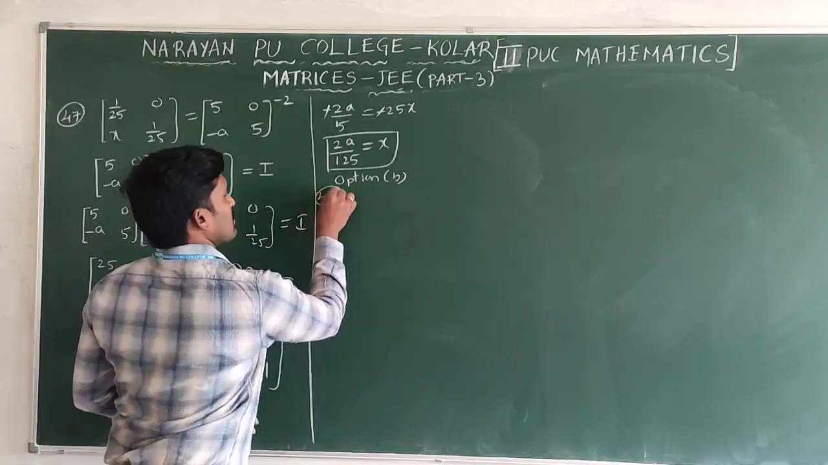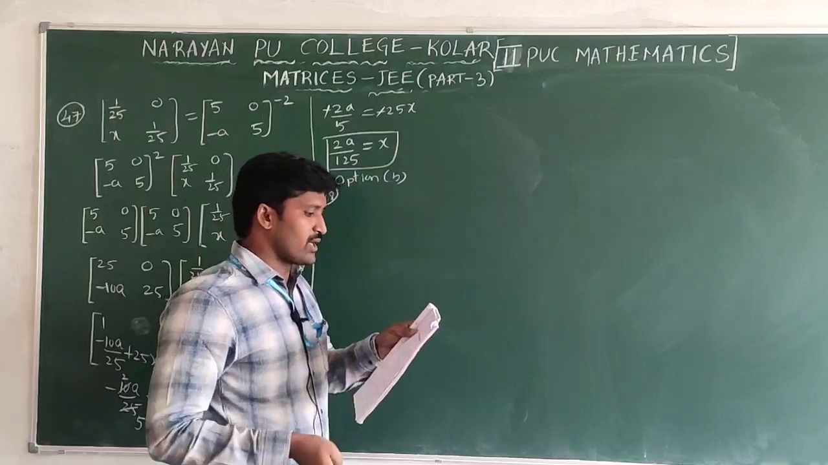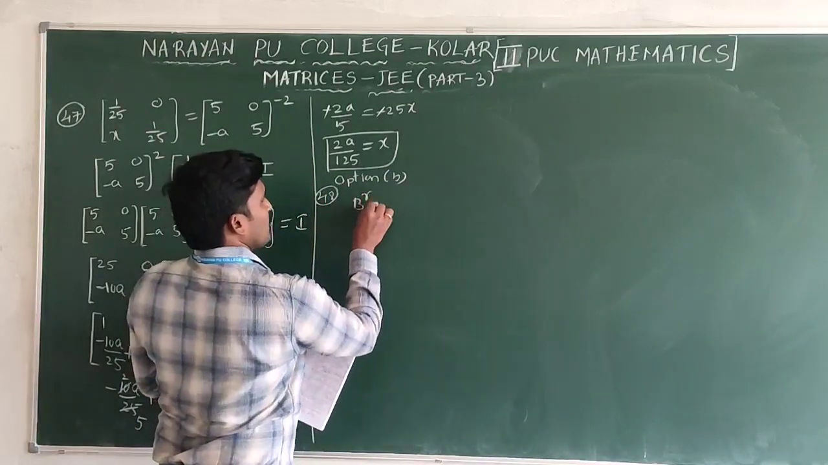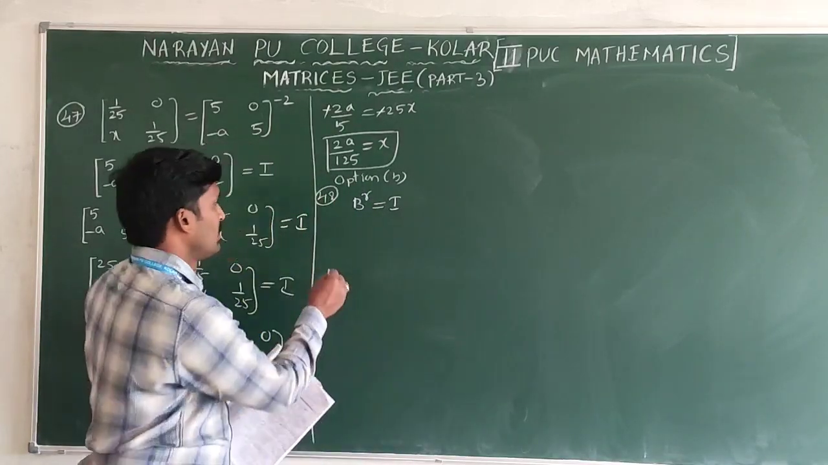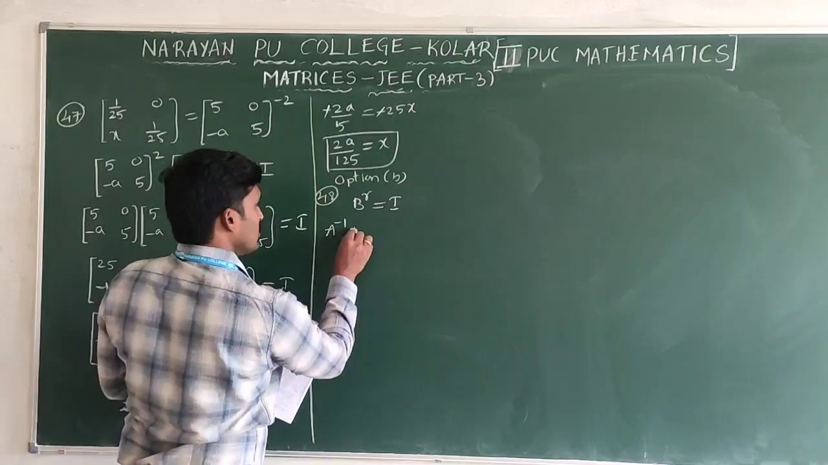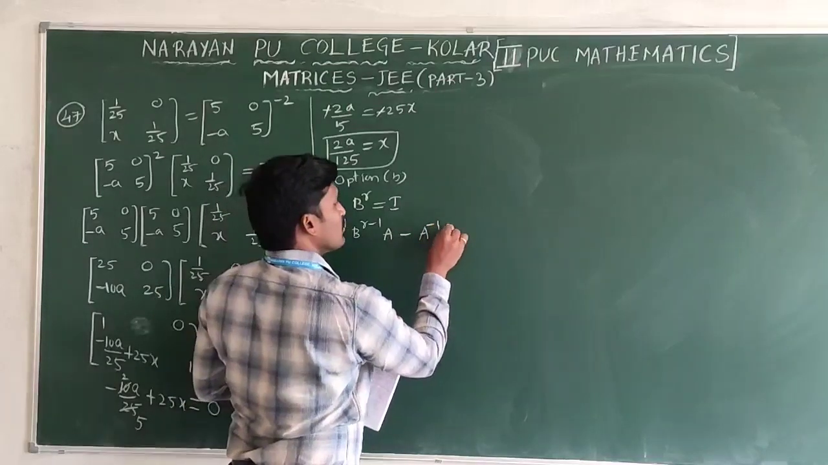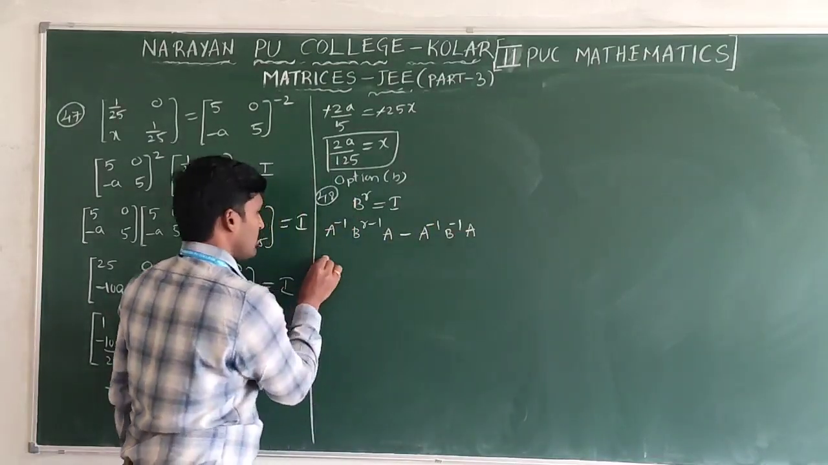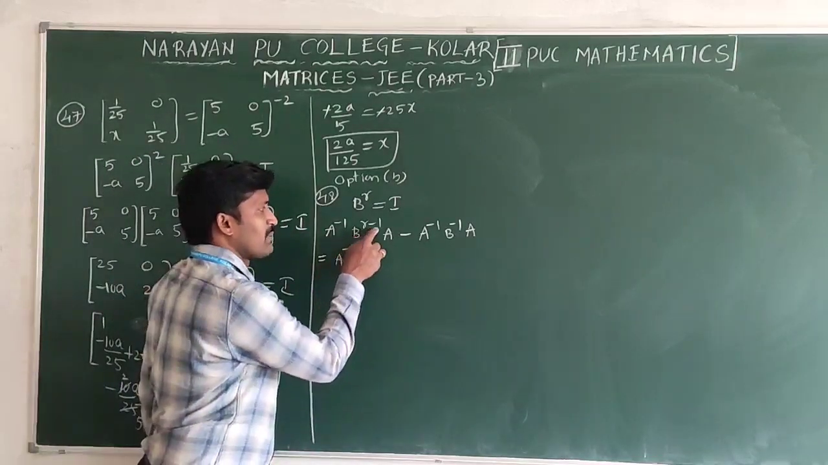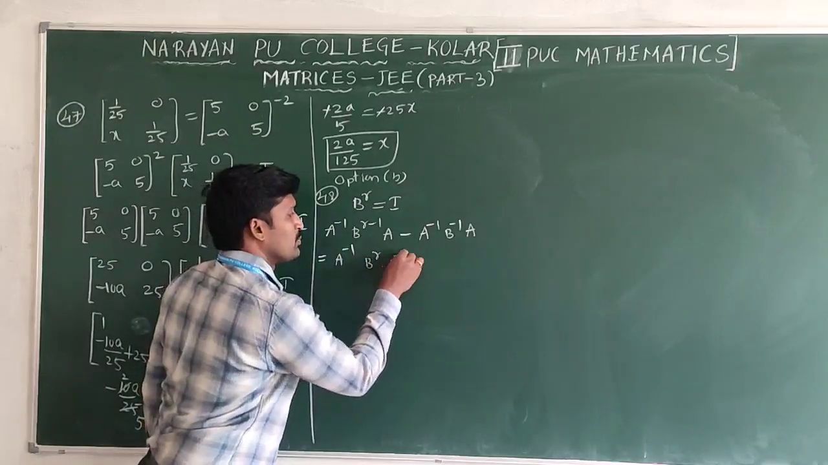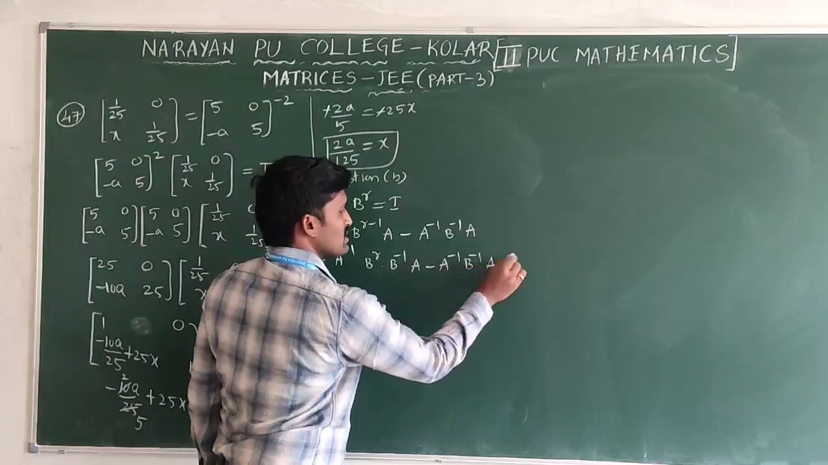Next, question number 48. A and B are two non-singular matrices of the same order such that B power R equal to identity matrix, for some positive integer R greater than 1, then they are asking A inverse into B power R minus 1 into A minus A inverse into B inverse into A. Now from this, B power R minus 1 you can write B power R into B power minus 1, that is B inverse into A minus A inverse into B inverse into A.